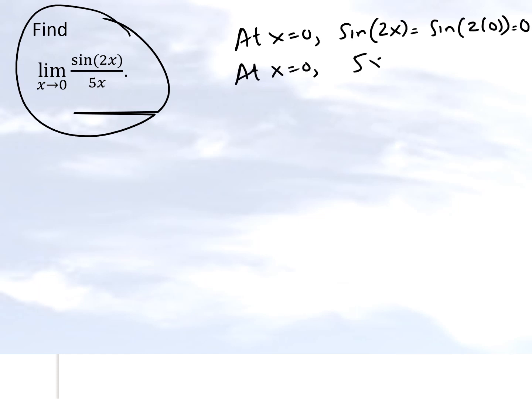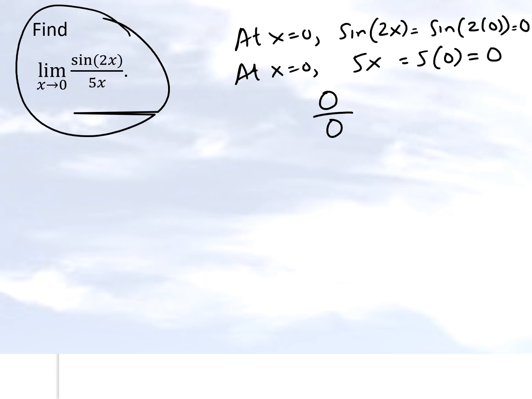And we can see that at x equal to 0, sine of 2x will be equal to sine of 2 times 0, and it will be 0. At x equal to 0, 5x will be 5 times 0, and that will be 0. So we have a 0 by 0 expression. So this becomes a prime candidate for possibly being able to use L'Hopital's rule to find the limit.